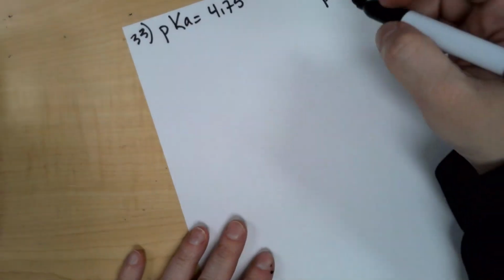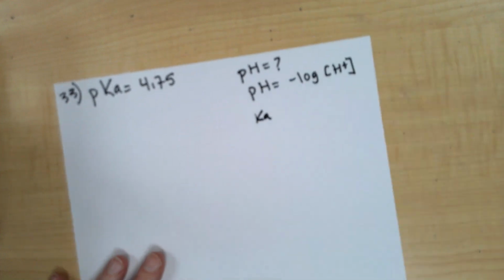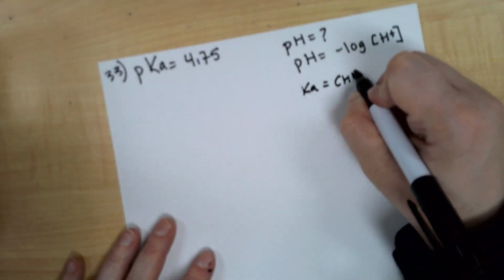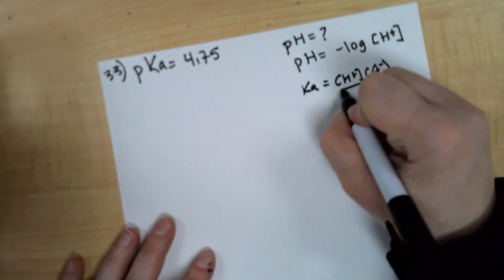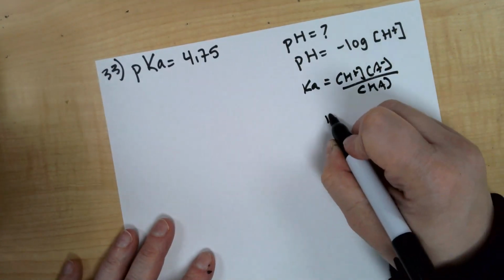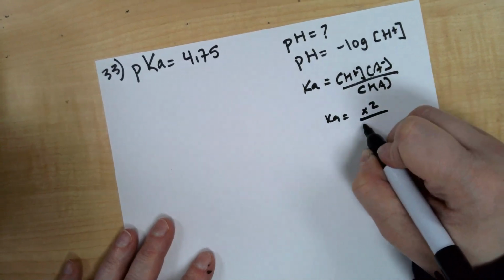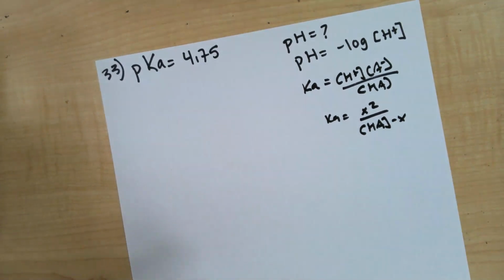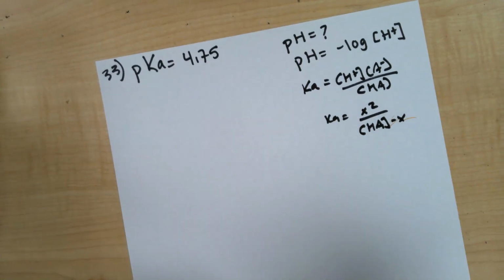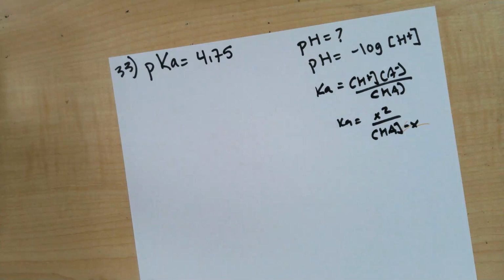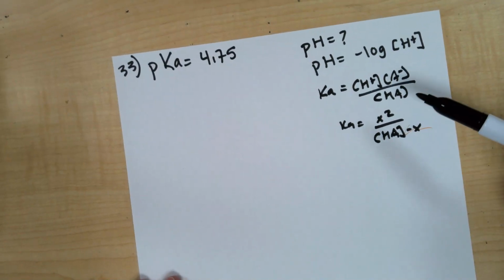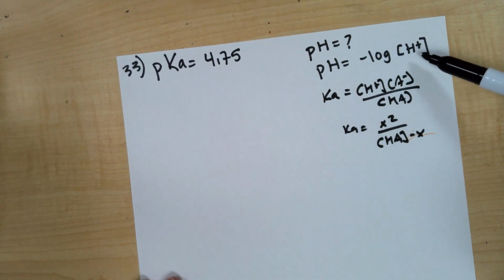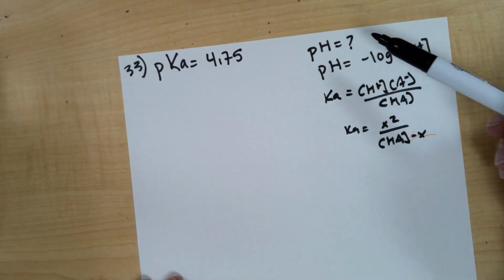What I'm going to aim for is to plug into this formula here, which will always equal, in our problems, x squared divided by HA minus x. And if the rule of 100 applies, we'll be able to get rid of this x. But we need the Ka in order to do this, because I need to get this x, because x is representing my H plus concentration, which I need to plug into the pH formula to get the pH that it's asking for in the problem.